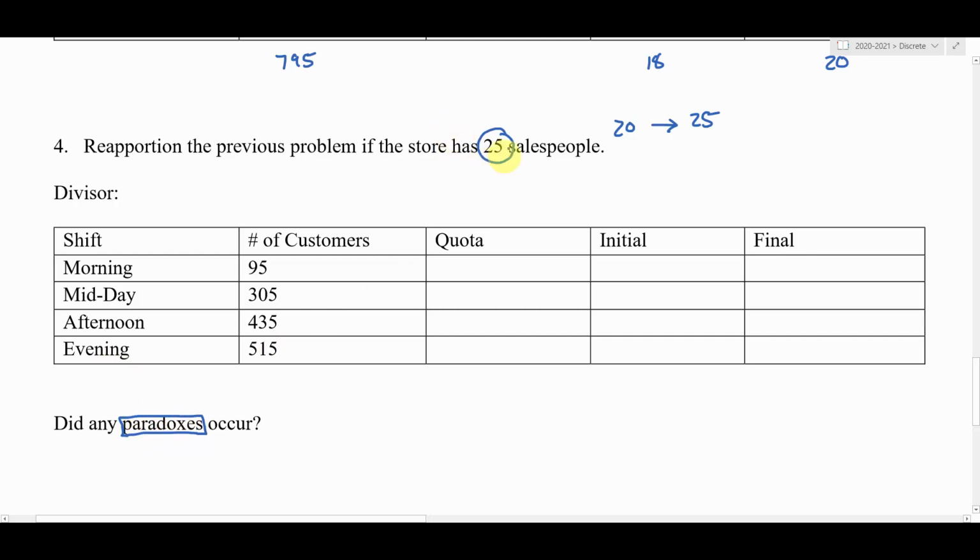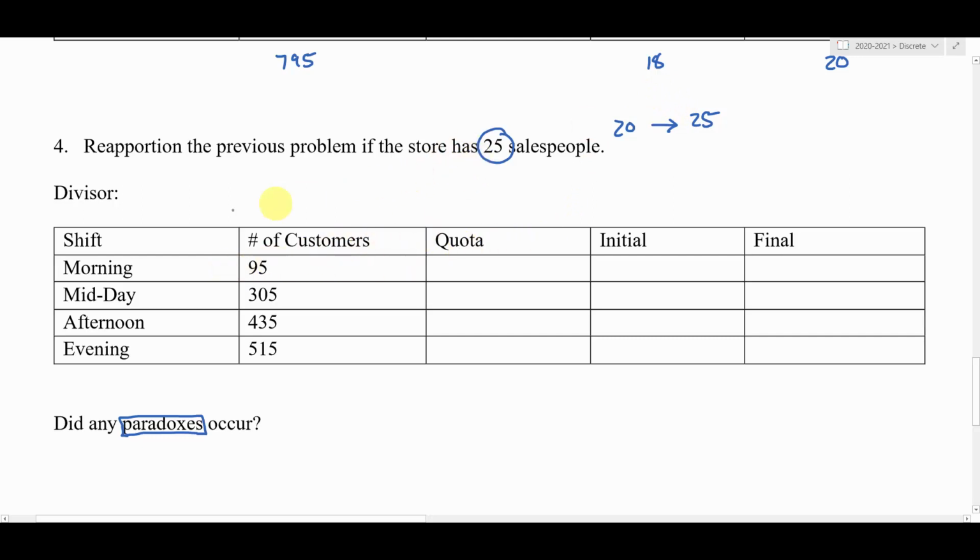So nothing else changed other than the number of salespeople. So if a paradox is going to occur, it's going to be the Alabama paradox. I'm not saying that it has occurred yet. I'm just saying that's the only one that could. They didn't create any new shifts, so there's no possibility of a new states paradox, and they didn't give me any information about the growth of customers from one day to the next or one time period to the next. There's no way that I could figure out if a population paradox occurred. The only one that could occur here is the Alabama paradox. And for that to occur, one of the shifts would have to lose one of their salespeople, even though the number of salespeople increased. Okay, so let's see if that happens.